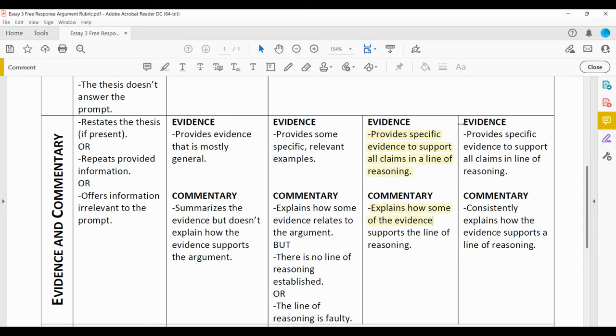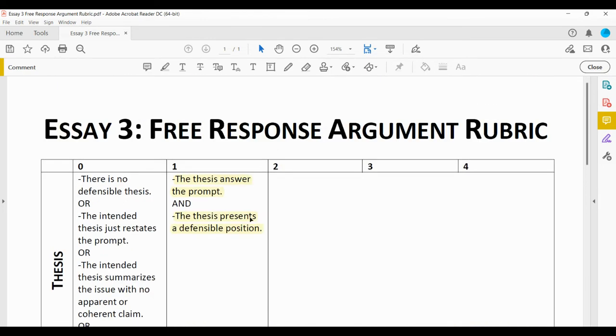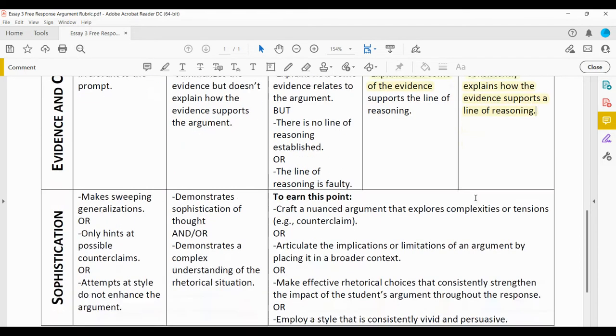In order to get a 4, the evidence is the same. The difference is the commentary. You consistently explain how the evidence supports the line of reasoning. In other words, if you provide 4 pieces of evidence, you explain exactly why all 4 of those pieces of evidence matter, how those 4 pieces of evidence support your claim. That is your goal. 1 point for thesis, at least 3 points for evidence and commentary.